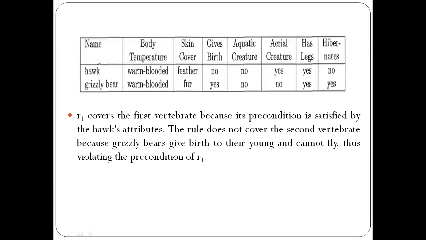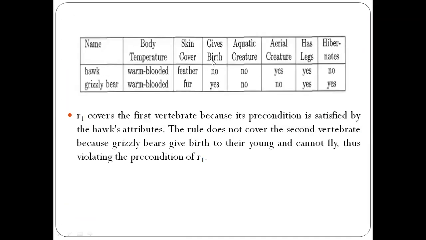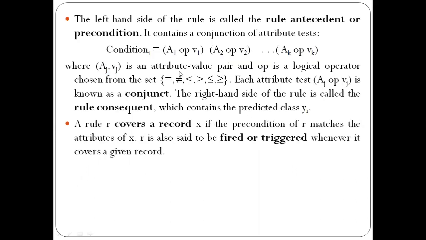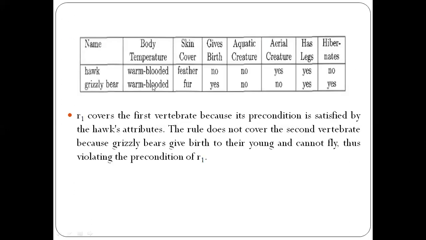Rule R1 is said to be triggered by the first vertebrate because it matches the precondition of R1. The precondition of R1 is gives birth is equal to no and aerial creature is equal to yes. Here also we have gives birth is equal to no and aerial creature is equal to yes. Since these attribute values match the precondition of R1, R1 triggers the first vertebrate, or species.